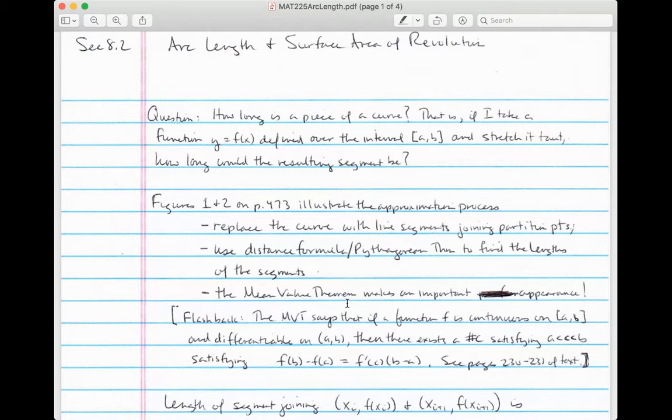So the question we start off with is, if I took a piece of a curve, y equals f of x between x equals a and x equals b, and I were able to pick up the ends of that curve and stretch it out and put it up against some sort of measuring device, how long would it be? So we were thinking about straightening out a curve and measuring its length. And so we're going to talk about how we can first approximate that and how the approximation might lead us to realize what the formula that we need to use is.